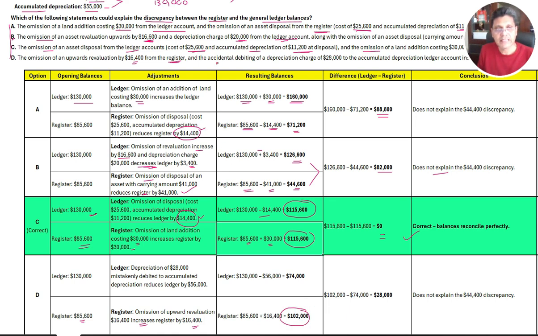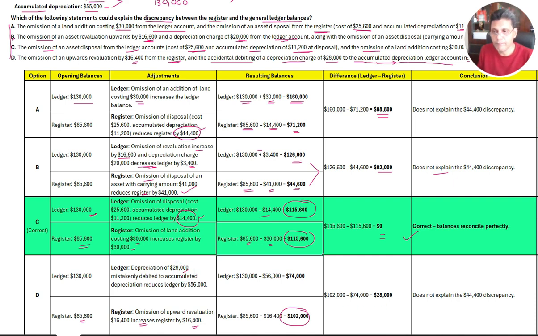However, the accidental debiting of a depreciation charge of 28,000 to the accumulated depreciation ledger account instead of crediting it. So usually for the depreciation amount, the depreciation expense account is debited and the accumulated depreciation account should be credited. But in this case, what has happened? This 28,000 was debited to the accumulated depreciation account.